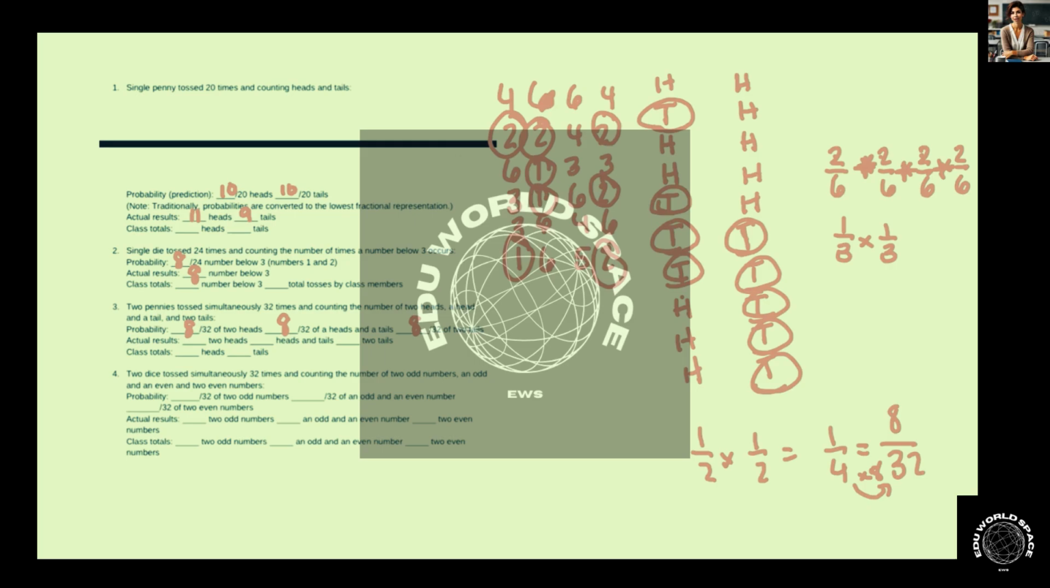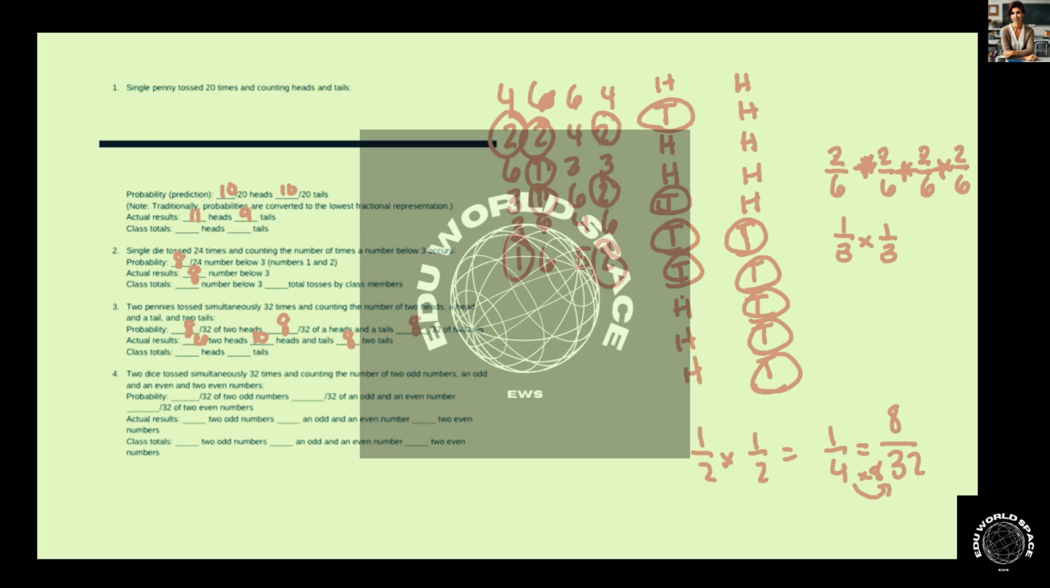So when I'm tossing that coin and I count my results, I already had done this ahead of time, tossing both of them 32 times, I got 6 out of 32 for 2 heads. And tossing a head and then a tails, I got 10 out of 32. And 2 tails, I got 8 out of 32.